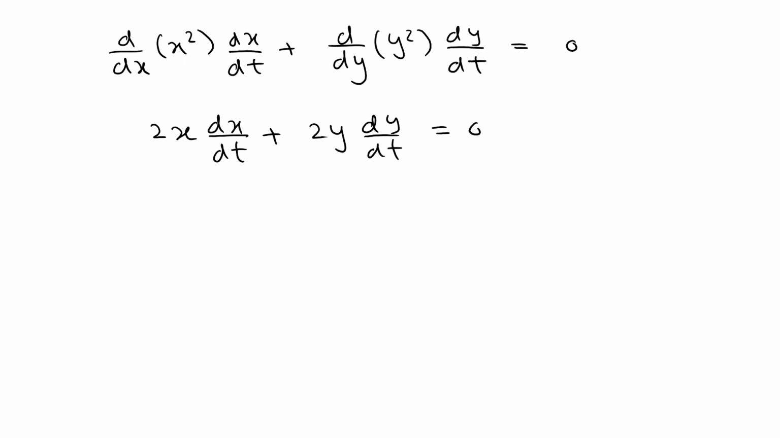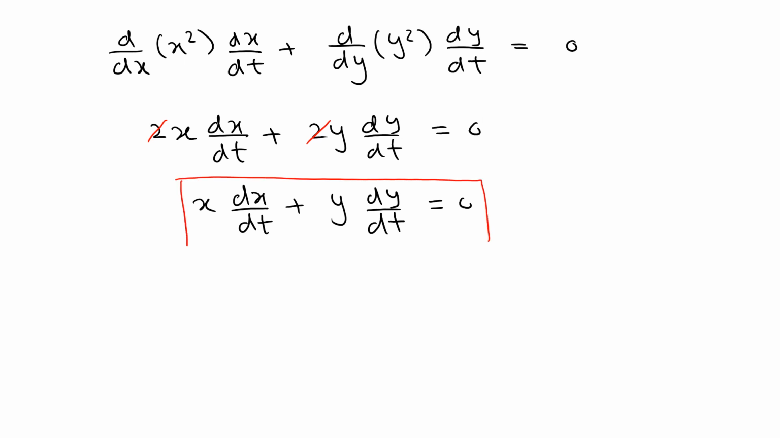And then if you divide both sides by 2, we write the more simplified form just to make calculation easier. So we can write this as x dx over dt plus y dy over dt equal to 0. So that is the mathematical equation that combines x and y. These are normally called differential equations because these are derivatives here. It's a differential equation that you're going to learn in a different course.